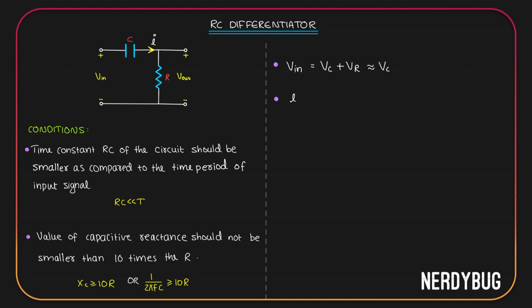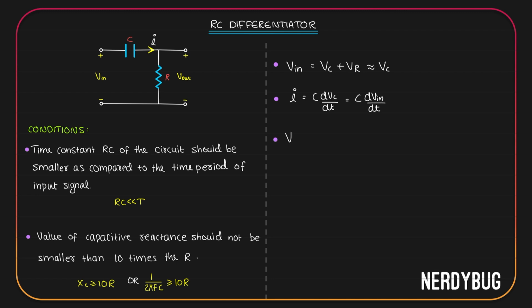Now let us try to find an expression for the current in the circuit. Current in the circuit is I. This is the same current that is passing through the capacitor. For a capacitance with a potential difference Vc across it, current is given by C dVc by dt. But we just found Vc is approximately equal to V in. So we can write I is C dV in divided by dt.